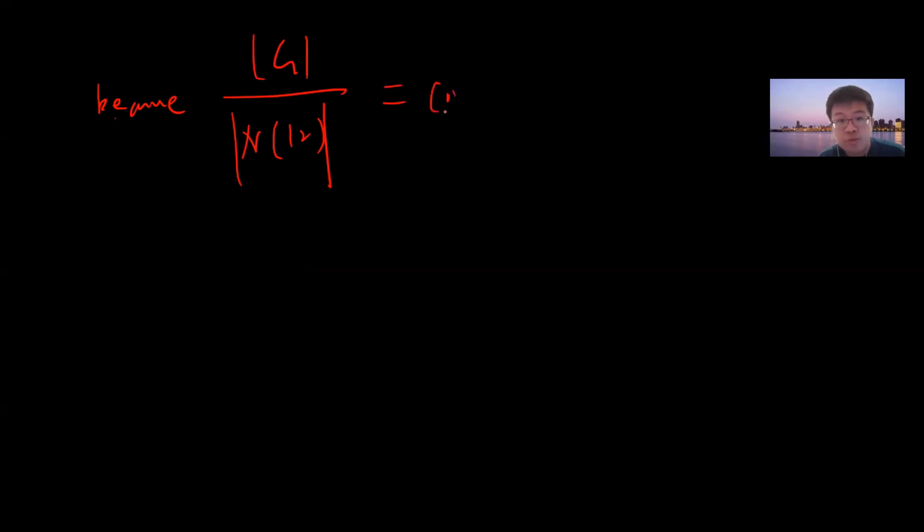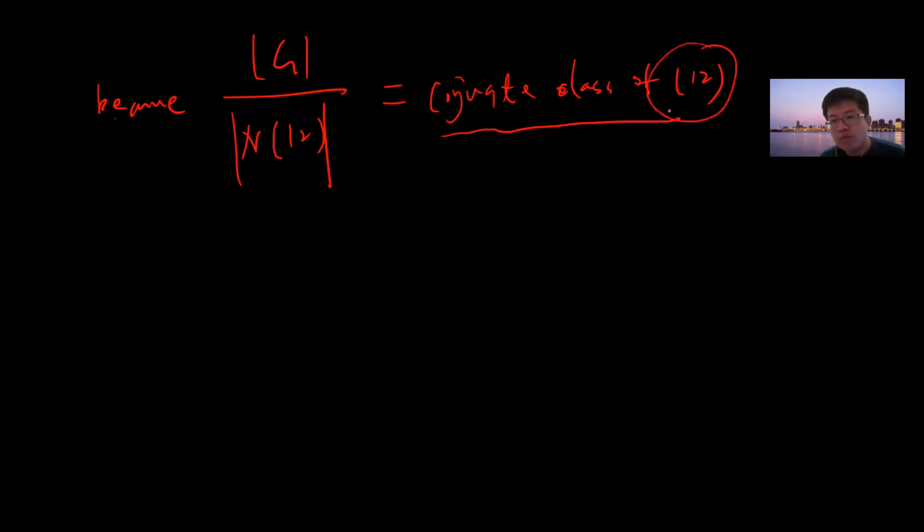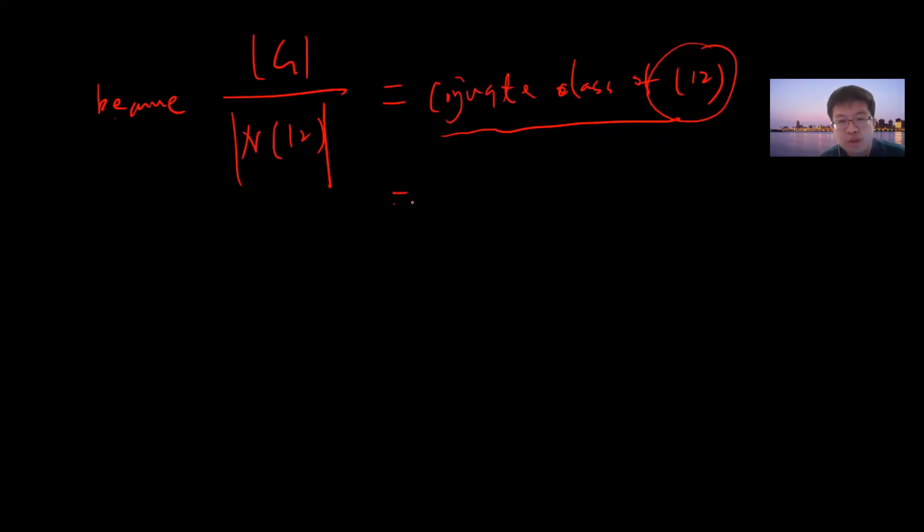Because by our theorem, the order of G divided by the order of the centralizer of (1 2) will be the size of the conjugacy class of (1 2). Is it correct? Yeah, the conjugacy class of (1 2), right? So who is in the conjugacy class of (1 2)? Basically it's the number of 2-cycle partitions, right?